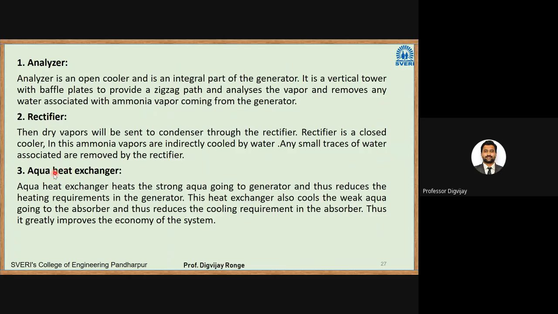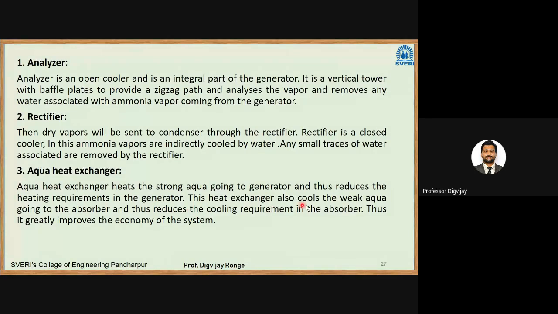And third, we have the aqua heat exchanger. The aqua heat exchanger heats the strong aqua going to the generator and thus reduces the heating requirement in the generator. In the generator, we know that we supply heat to separate out water and ammonia. So it would be better if the solution coming to the generator is preheated. So the objective of the aqua heat exchanger is to preheat the solution.